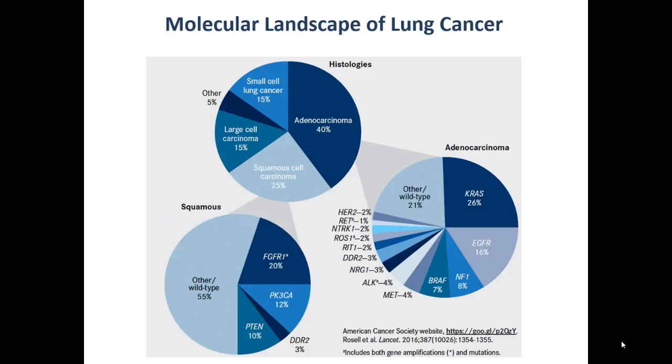In fact, if I see a non-smoker with small cell lung cancer, my first question is, is the diagnosis right? Yes, that is 1% of non-smokers, and usually they're aggressive. But today we'll focus on non-small cell, specifically adenocarcinoma, and in a second you'll see why.